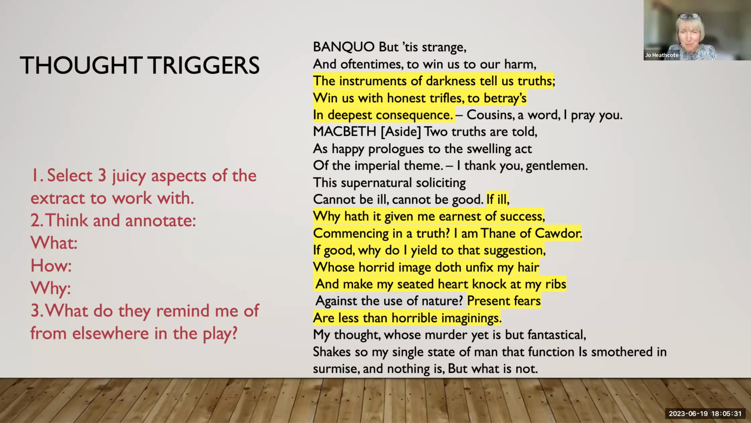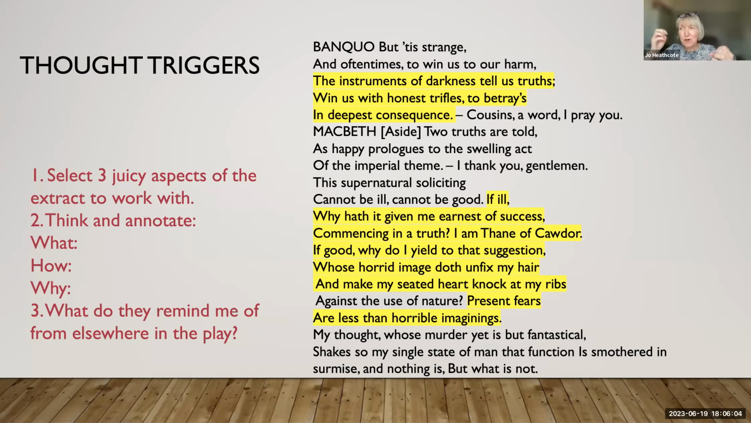Let's have a look at the middle bit there. Here is Macbeth questioning himself: how can this be? Where else does he start to question himself in the play? Think about that moment right before the murder happens. Present fears are less than horrible imaginings. Have a little think about where that takes us. When else does he have a horrible imagining? In Act 3, when he sees Banquo's ghost shaking his gory locks at him.